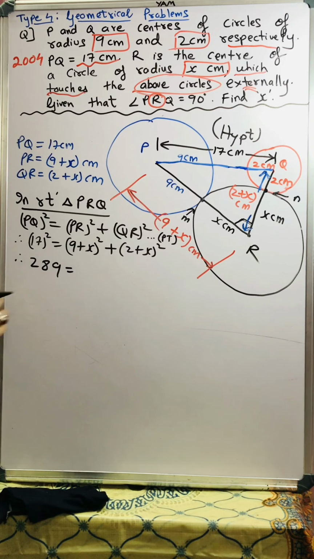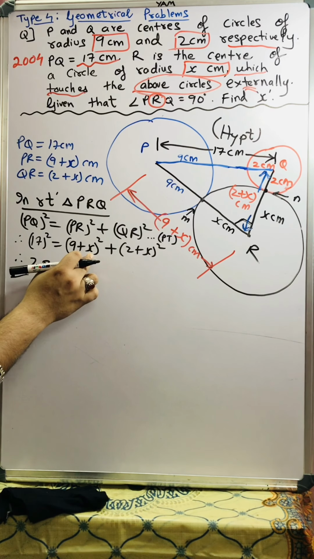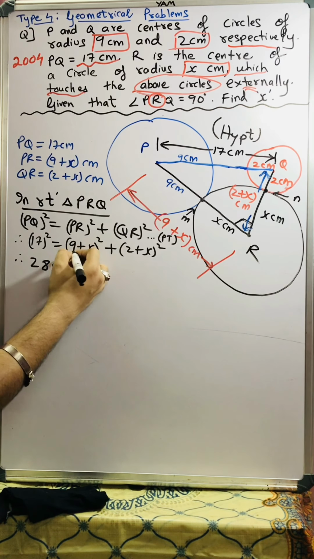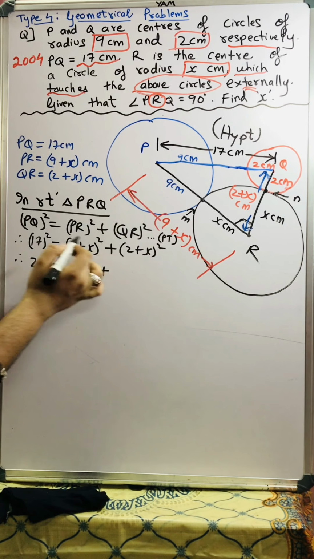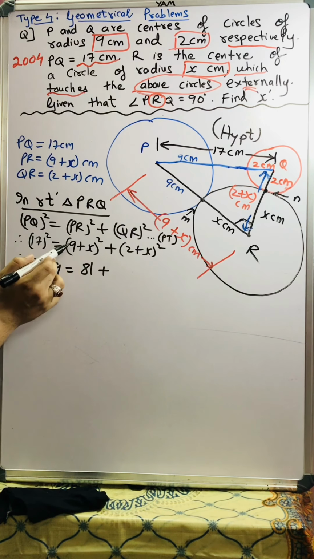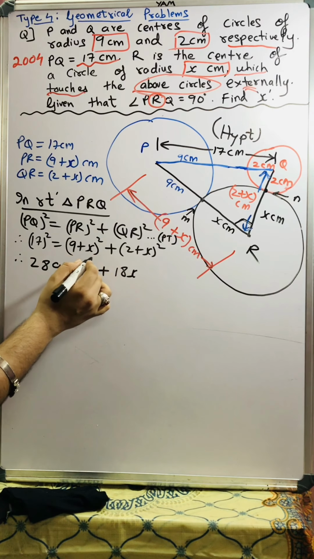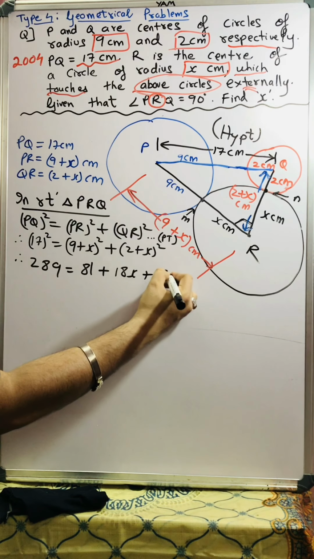Over here, students, it's like the formula (a plus b) the whole square equals a square plus 2ab plus b square. Your a is 9 and your b is x. A square means 9 square, so 81, plus 2 into a into b: 2 into 9 is 18, and 18 into x is 18x. Plus b square, which is x square.